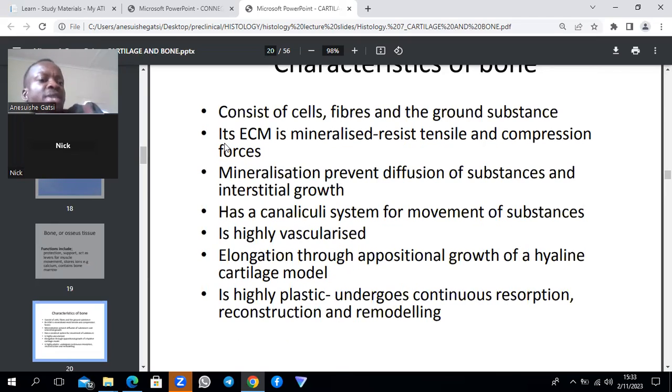One thing that I'll point out here is, unlike cartilage, which was avascular, bone is actually highly vascularized. We have blood supply in your bone. Right? And I'm sure even when you do your gross anatomy, you talk about nutrient arteries. So nutrient arteries are those that go towards bone. For example, when you do your upper limb, your brachial artery will give rise to a nutrient artery that goes into the humerus. Those are the arteries that supply bone.